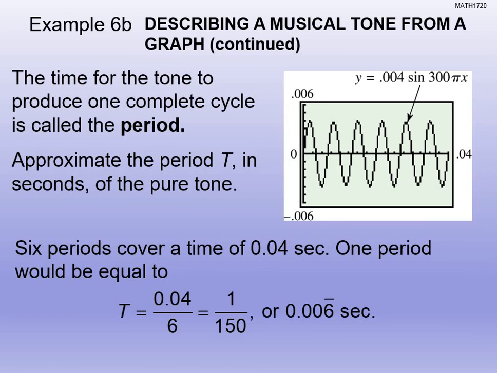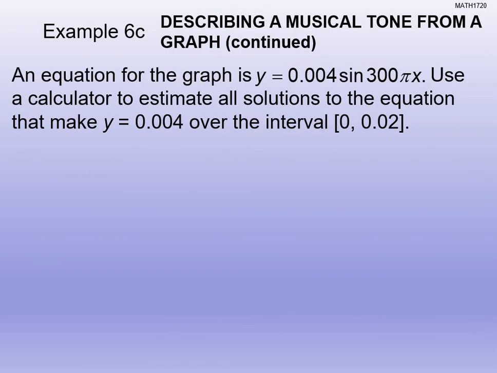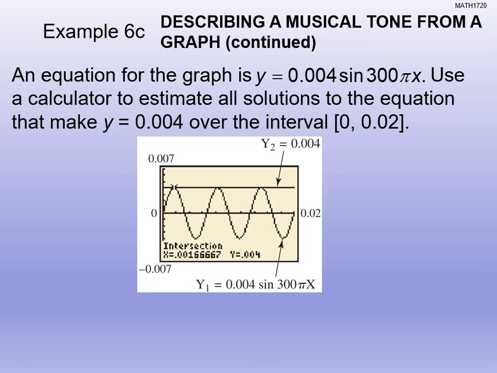Okay? So now, find an equation for the graph: y equals 0.004 sine 300 pi x. We're going to use a calculator to estimate it. All right, what are we looking for? The x values that make y equal 0.004. And that's the maximum, right? Remember that 0.004, if you remember on the graph, is the amplitude of our function here.